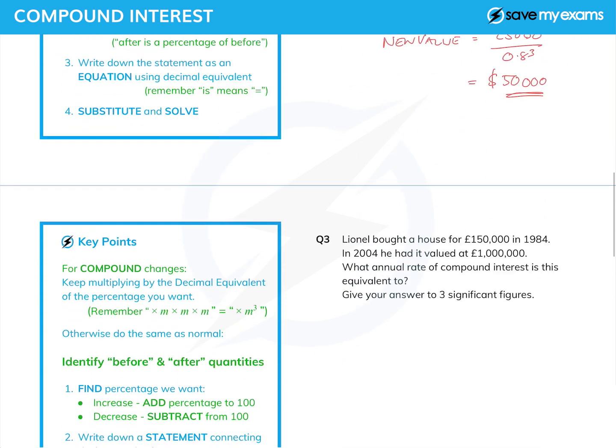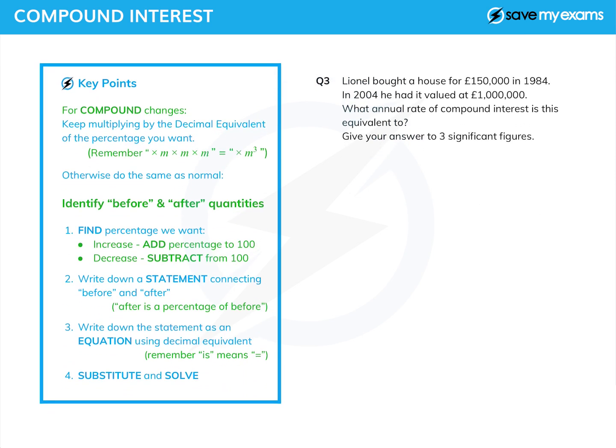And so we move on to the hardest type of question, where we're asked to find the percentage rather than anything else. And so we've got Lionel, who's bought a house for £150,000 in 1984, and 20 years later he's had it valued at £1 million. And we're asked what annual rate of compound interest this is equivalent to. Well, let's set it up in the same way. So each year we want, well, what do we want? Let's give it a name. Let's call it M%, okay? And that's going to be my multiplier. That's going to be the decimal equivalent.